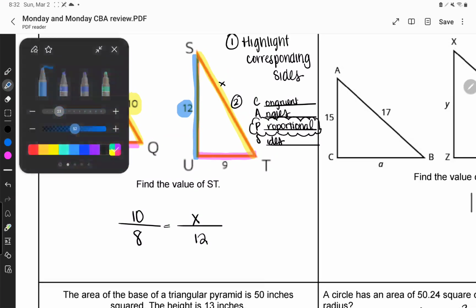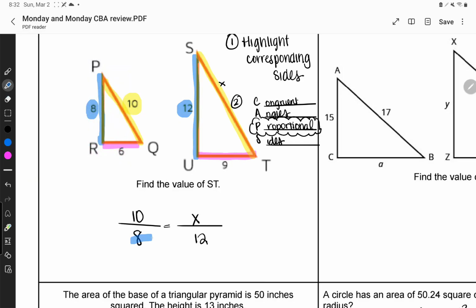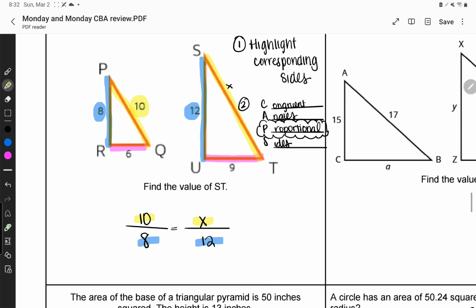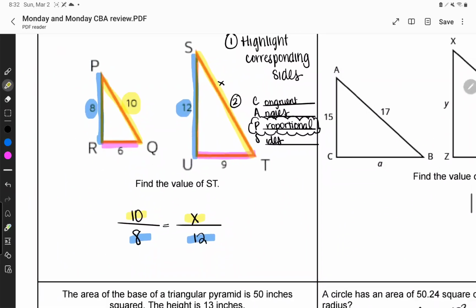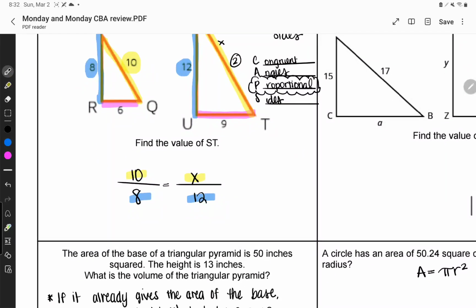So if you look at what we just did, we have blue going across the bottom, and we have yellow going across the top. And 10 and 8 are on the same shape, so they're in the same ratio. And X and 12 are in the same shape, so they're in the same ratio. How do you solve a proportion? Cross multiply, so I have 10 times 12. What is 10 times 12? 120. Equals 8 times X, which is 8X.